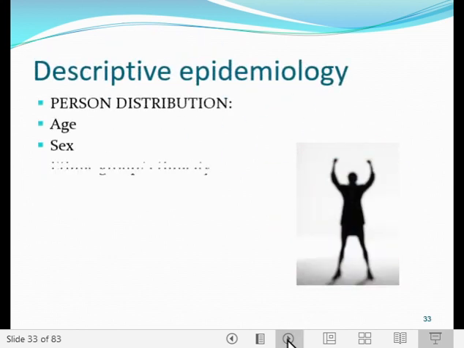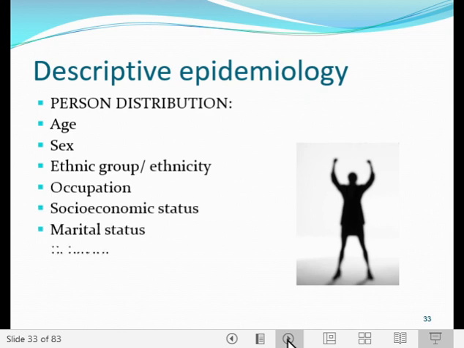Next we come to person distribution. A few diseases are more prevalent according to the age, sex, similarly occupation, socio-economic status, marital status, behavior. An example is root caries is more prevalent in the elderly, periodontitis also is present more in adults, while dental caries is present more in children.